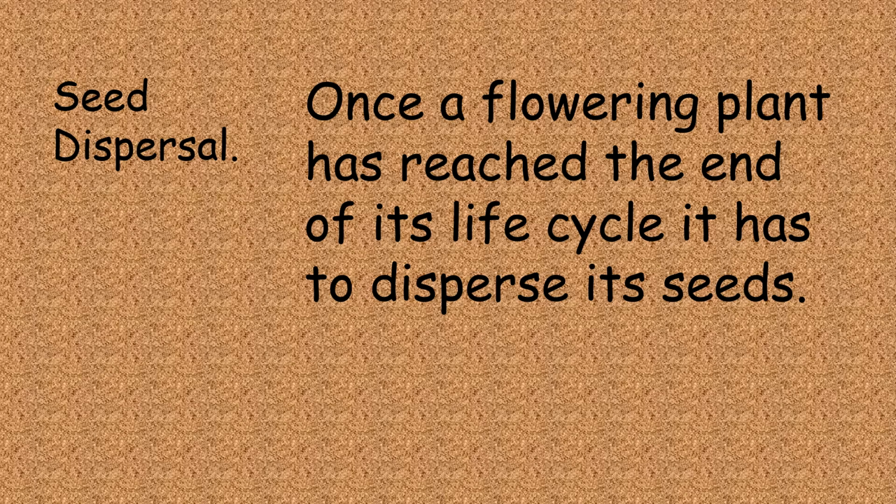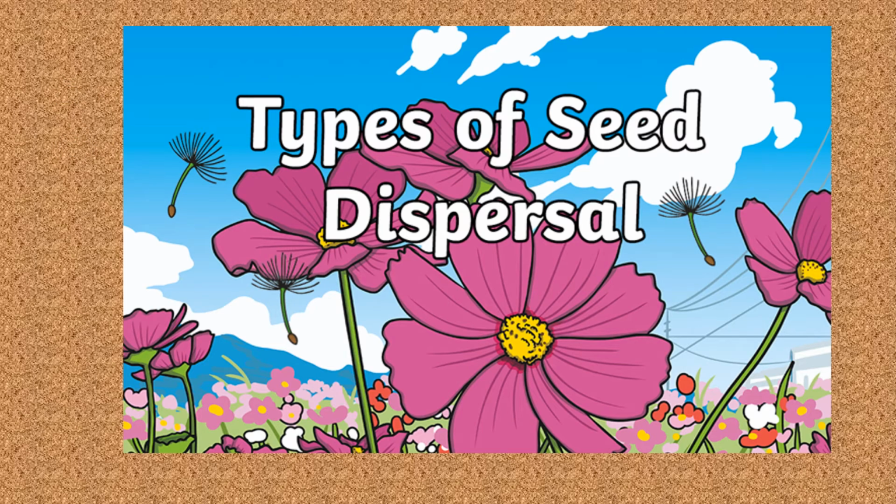Right, I'm going to look a little bit more at the seed dispersal at the end of the plant's life. So once the flowering plant has reached the end of its life cycle, it has to disperse its seeds. It's got to reproduce. It's got to make sure that these seeds are going to go on and create more of these plants. Okay, types of seed dispersal. There are different types of it, and we'll go through each of these carefully.